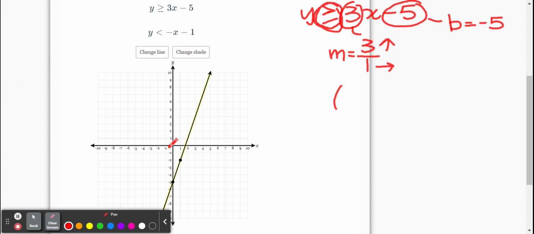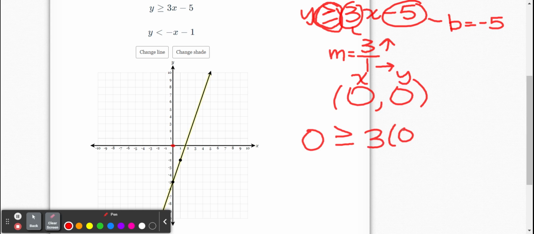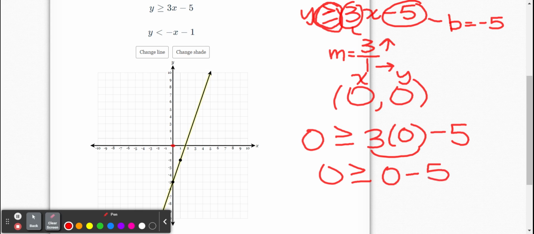Okay, 0, 0. So I'm going to take this x value and this y value and plug them into the inequality. So we get 0 is greater than or equal to 3 times 0 minus 5. So all I did was substitute 0 in for x and for y. Multiply here, we get 0. Bring everything else down. Subtract here, you get negative 5. So this says 0 is greater than or equal to negative 5. Now we have to decide if this is true or false. 0 is greater than all negative numbers, so this is true.